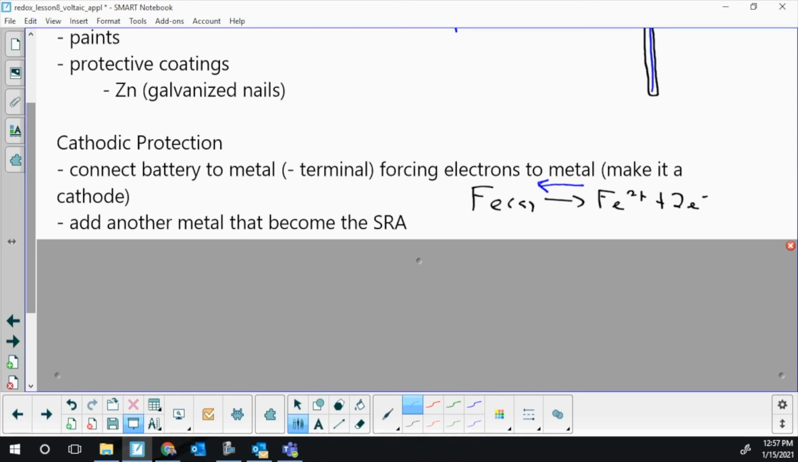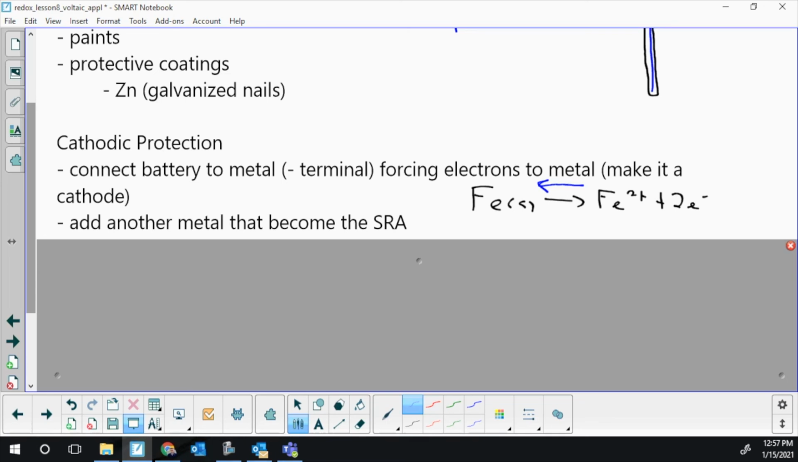You can add another metal that will become the strongest reducing agent. So find something that's going to react instead of the iron, a better RA than the iron. Okay? You'll sacrifice that other metal and protect your iron. So what's hidden is a bunch of metals that are better RAs than iron. So I'll let you write, and when you're done writing, start looking below iron and seeing what's there that you could add in. You need to find metals.